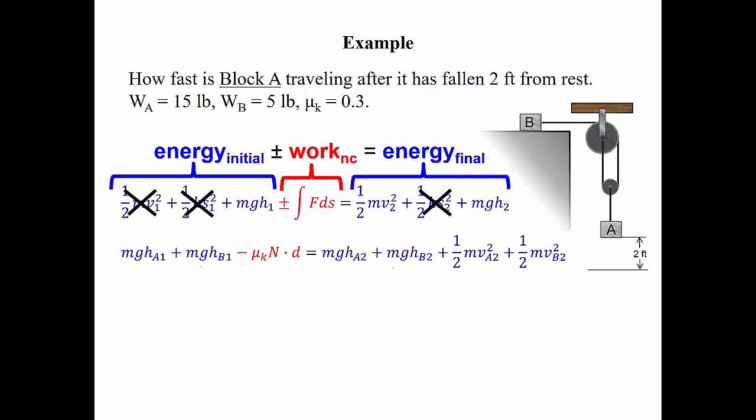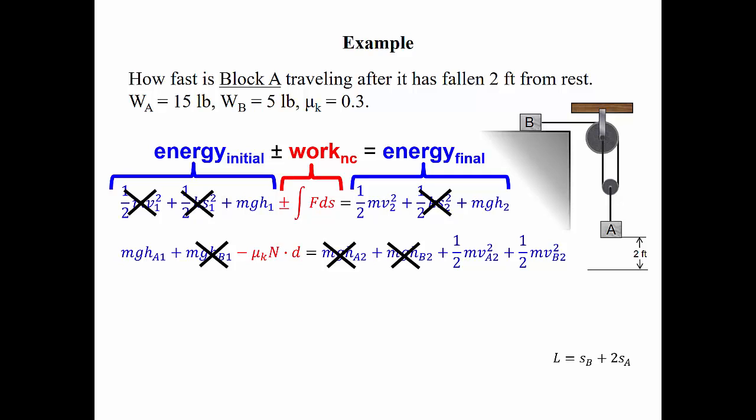Now block B doesn't change height, so we can eliminate the potential energy term from both sides of the equation for block B. If we put the datum for A at the bottom of the 2 feet, then we know that at the end of the problem, A will be at the bottom of the 2 feet, and so its final height will be 0, which eliminates the potential energy term on the right side of the equation for block A.